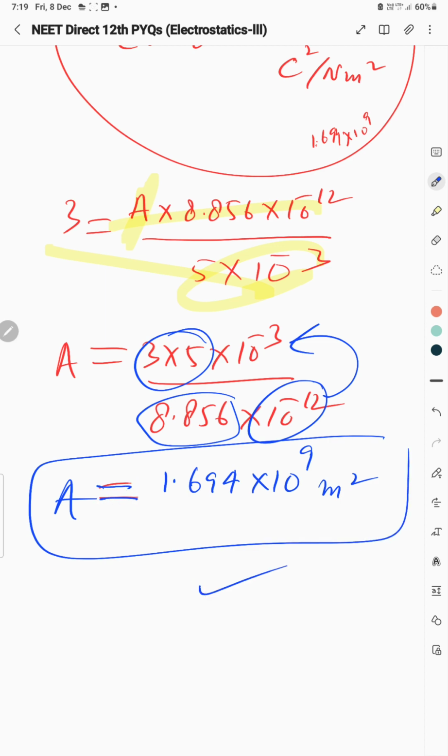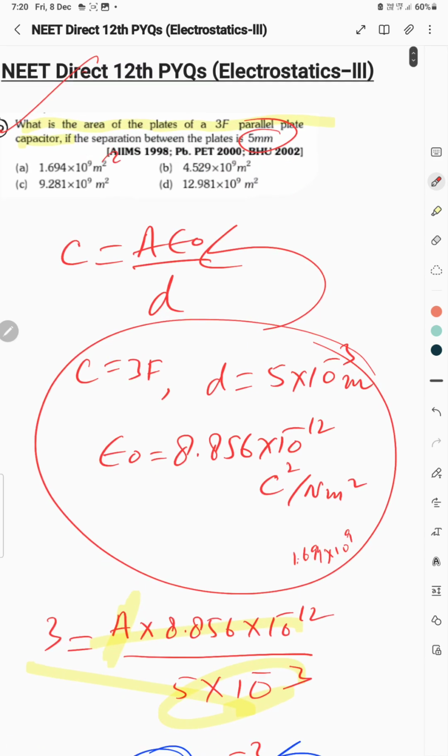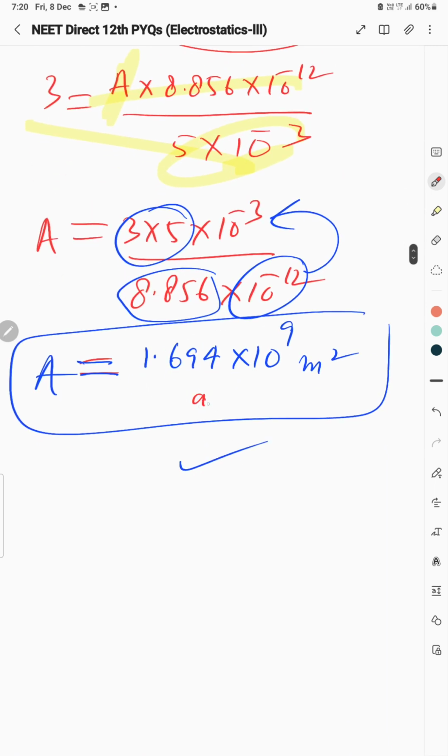Let's check out which option this is. 1.694 into 10 power 9 meter square. So option A is the correct option for this problem.